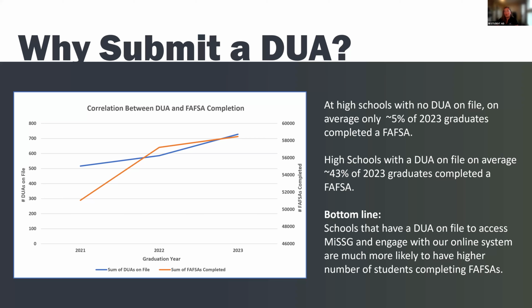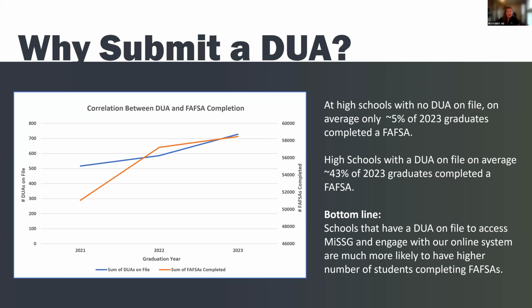And what we noticed for our class of 2023 grads was that at high schools with no DUA on file, on average, only approximately 5% of 2023 grads completed a FAFSA. Compared with high schools with a DUA on file, we saw on average approximately 43% of our class of 2023 grads had completed a FAFSA.